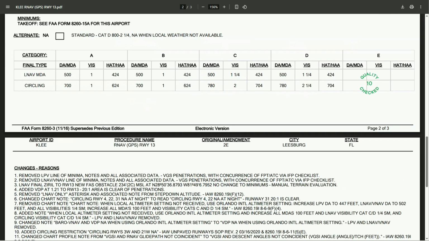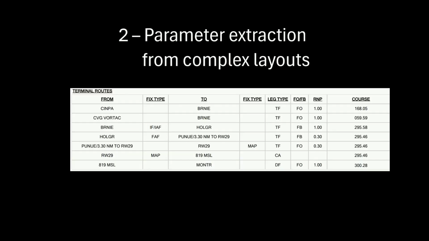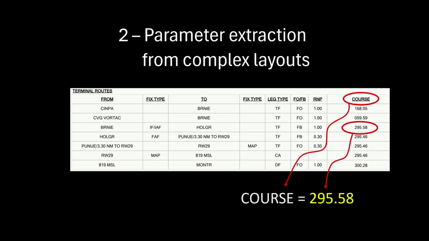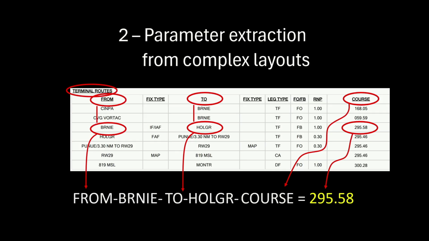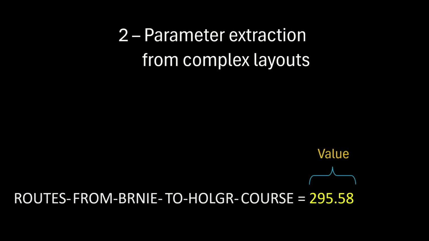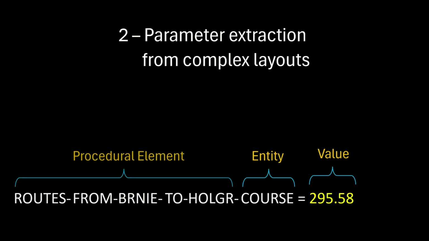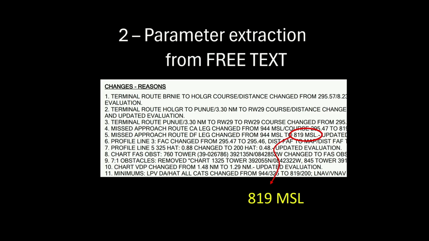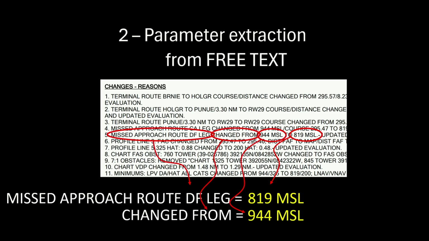The core function of the FIA software is to extract parameters and their values from PDF documents with complex layouts. Let me explain. Imagine a table where the values of several parameters are tabulated. FIA extracts all the values from a table like this. Then, it extracts the entities and procedural elements. Finally, it constructs the entire parameter, assuring its unique identity. Using natural language capabilities, FIA can also extract values and parameters from free text.